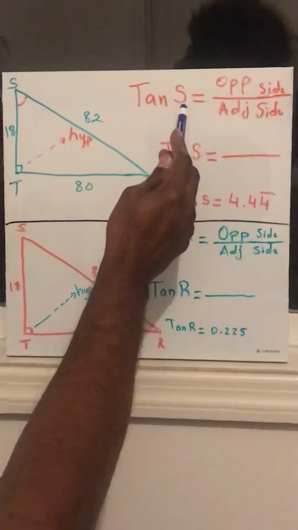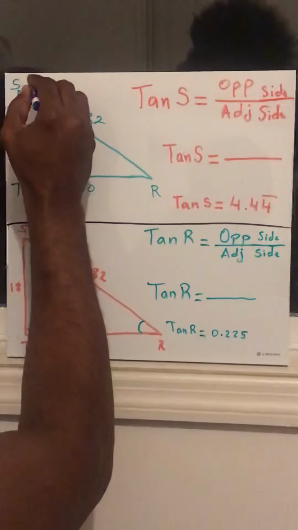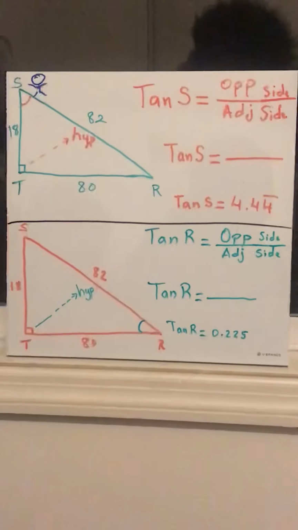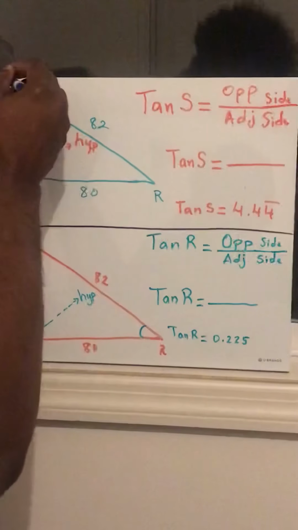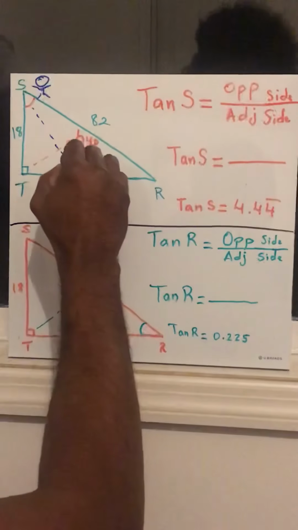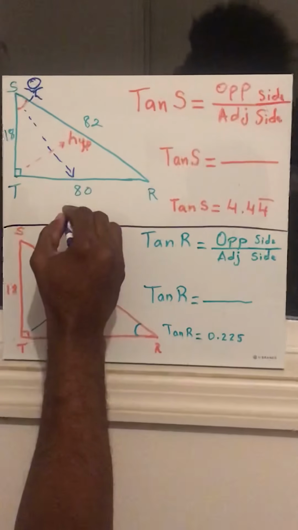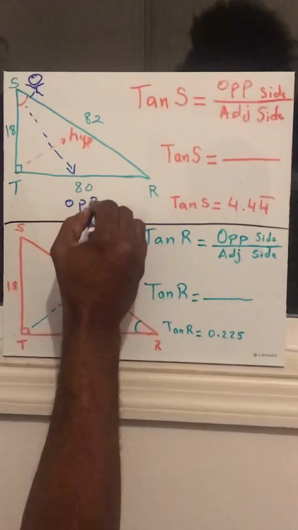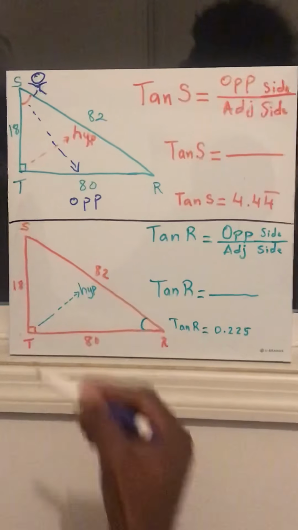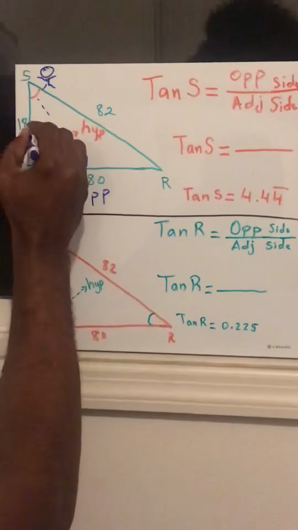Since we're looking for angle S, we're going to be standing right there. That's where I'm standing, at S. So the opposite side to S is TR. So TR is my opposite side. Therefore, the triangle has three sides. We know the hypotenuse, we know the opposite, and the one that is left is the adjacent.